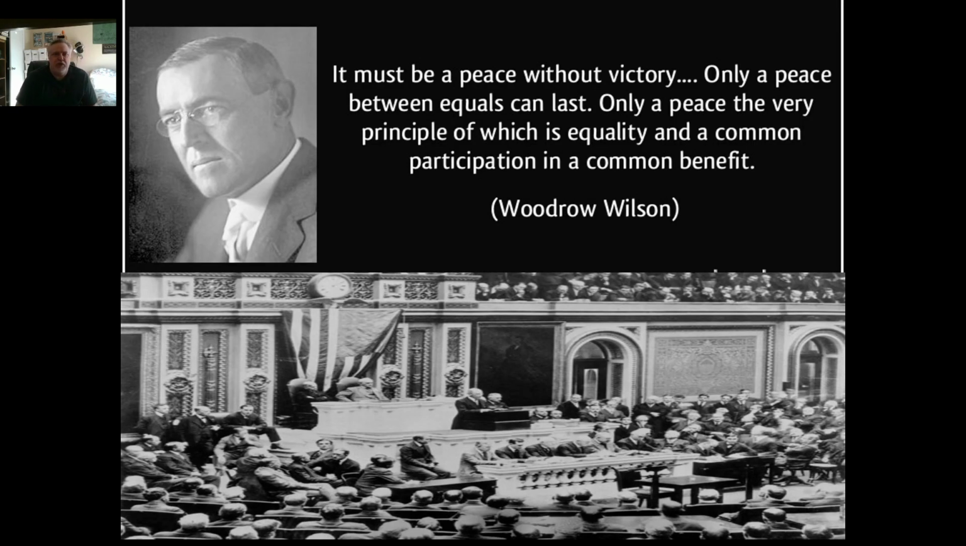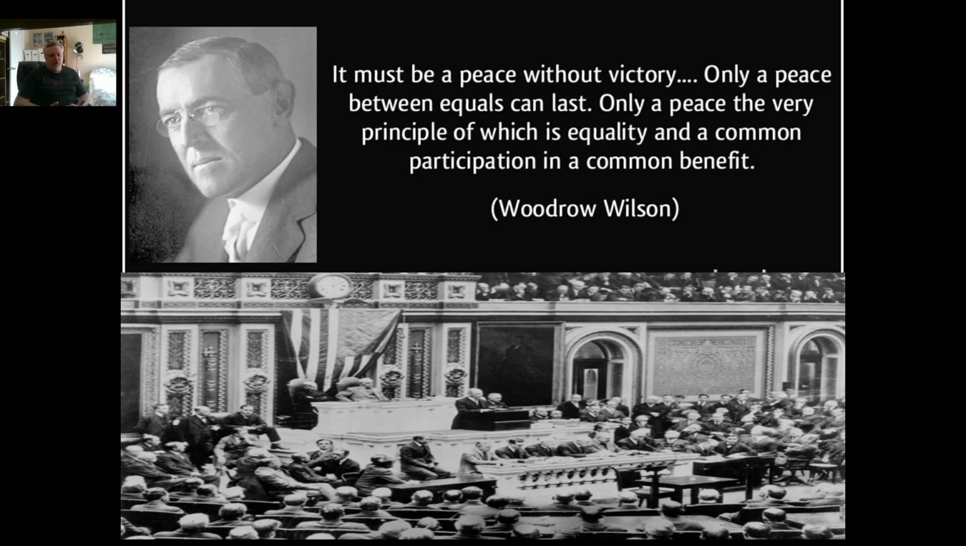Wilson begins to actively negotiate between the warring parties, trying to bring about peace through diplomacy. He basically just tells both sides, stop fighting, right? You don't have to win. It can be, as he put it, a peace without victory. Only a peace between equals can last. Only a peace, the very principle of which is equality and a common participation in the common benefit.